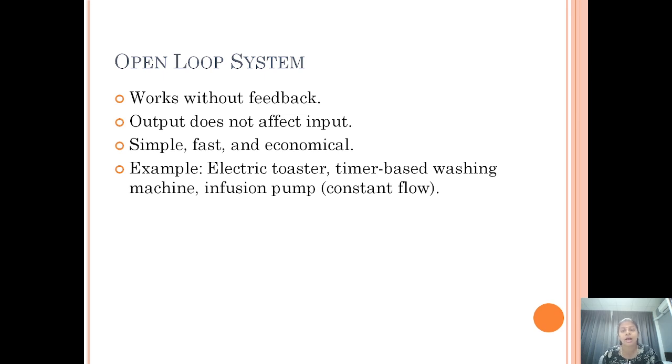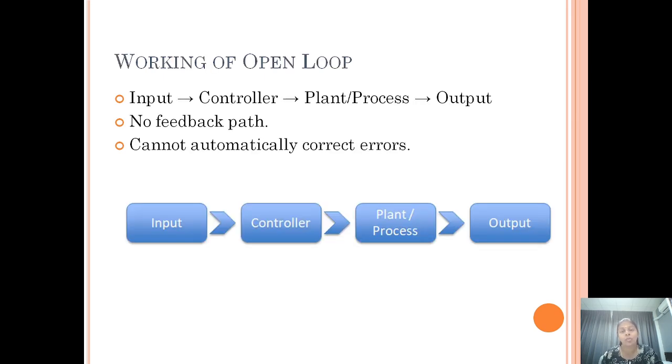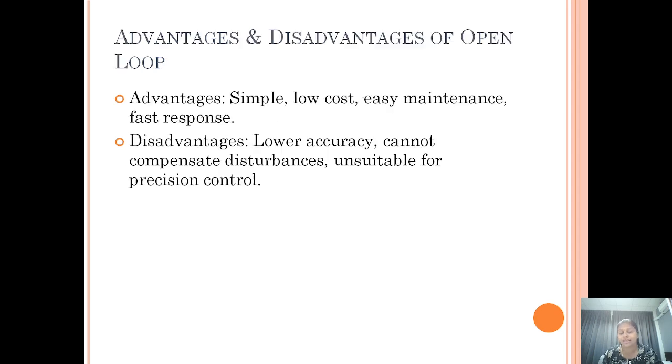So, after understanding its concept, let's see how an open loop system operates. In an open loop system, the input signal is processed by the controller and sent to the plant or process to produce the output. Since there is no feedback mechanism, the system cannot detect or correct any error that occurs during operation.